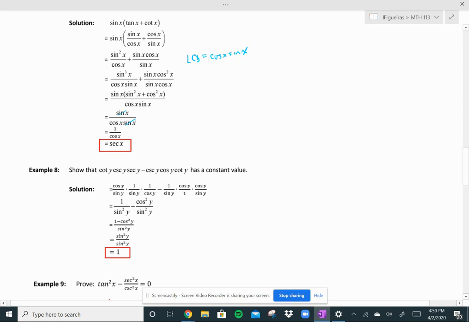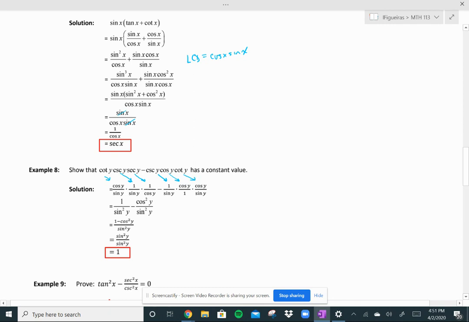So, as I mentioned in the earlier problems, everything that you can rewrite in terms of sine and or cosine, you should. So cotangent of y becomes cosine of y over sine of y. Cosecant becomes 1 over sine of y. Secant becomes 1 over cosine of y. Minus, and then cosecant of y is 1 over sine. Cosine of y stays the same, and cotangent of y is cosine of y over sine of y.